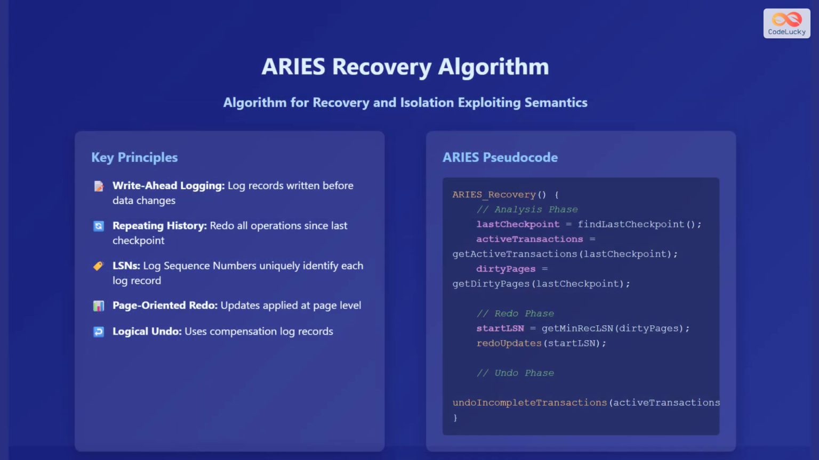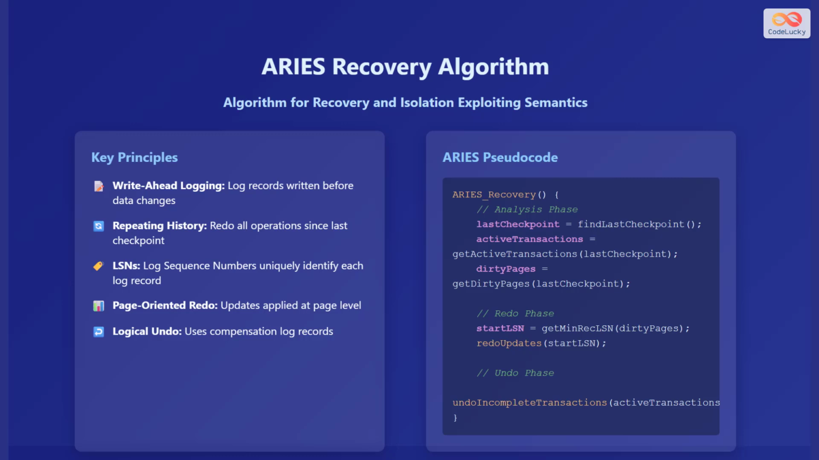ARIES stands for Algorithm for Recovery and Isolation Exploiting Semantics. Let's explore its key principles. First, write-ahead logging. Log records are written before data changes. Second, repeating history. Redo all operations since the last checkpoint. Third, LSNs. Log sequence numbers uniquely identify each log record. Fourth, page-oriented redo. Updates are applied at the page level. Fifth, logical undo. Uses compensation log records.